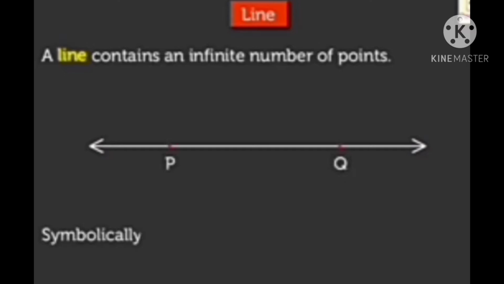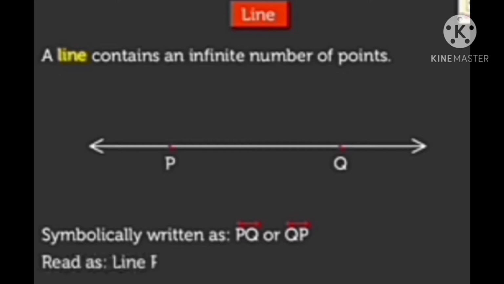If we have two points P and Q on the line, it can be written as PQ or QP by placing the arrow line above the points, and it can be written as line PQ or line QP or simply line L.